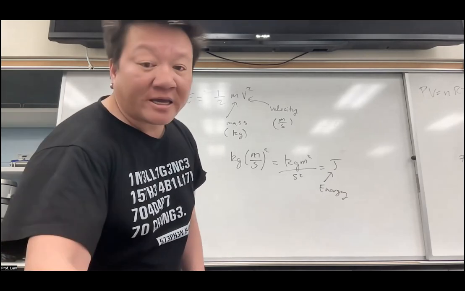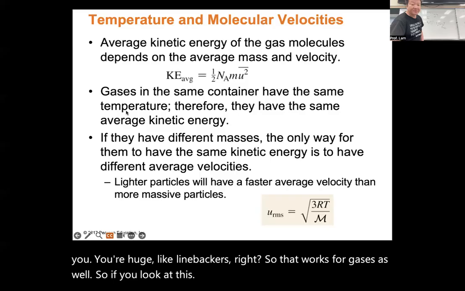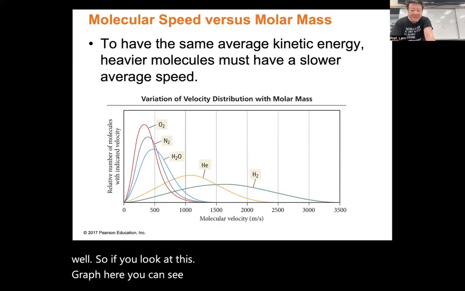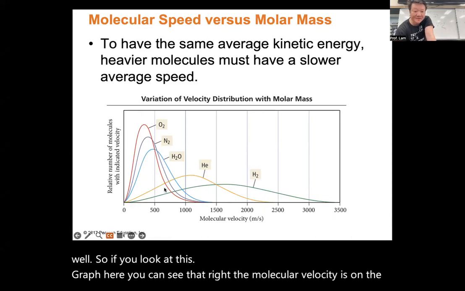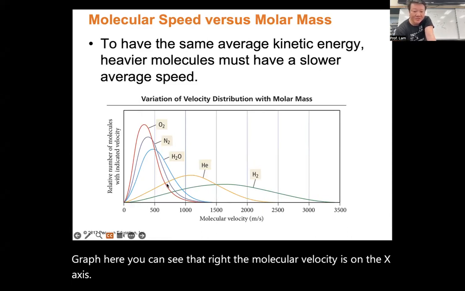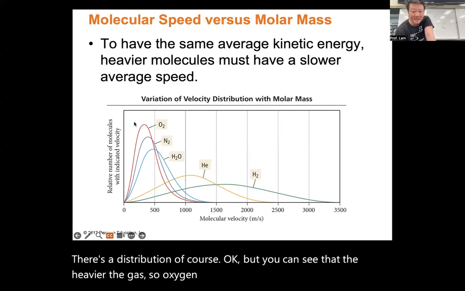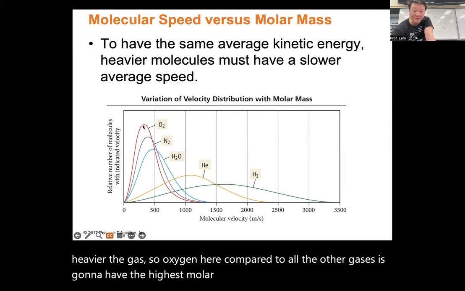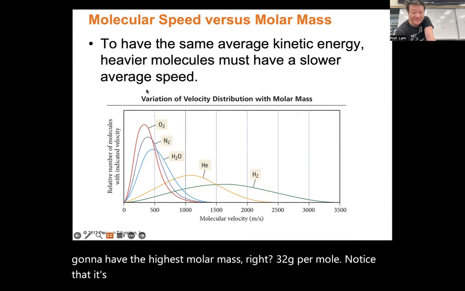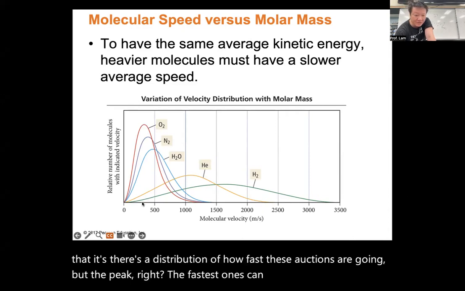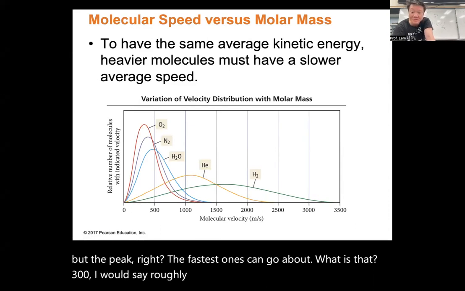Okay, so if you look at this graph here, you can see that the molecular velocity is on the x-axis. There's a distribution, of course. But you can see that the heavier gas, so oxygen here compared to all the other gases, is going to have the highest molar mass, 32 grams per mole. Notice that there's a distribution of how fast these oxygens are going, but the peak, the fastest ones can go roughly 300 meters per second.